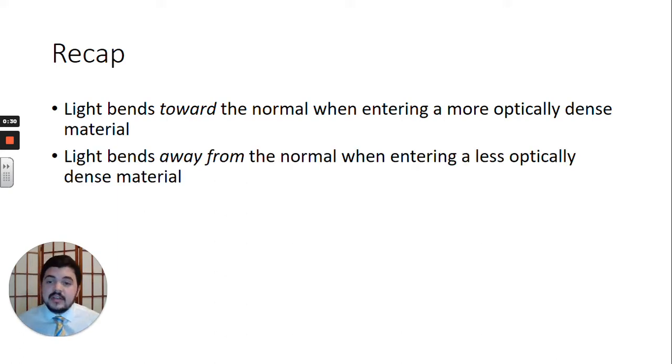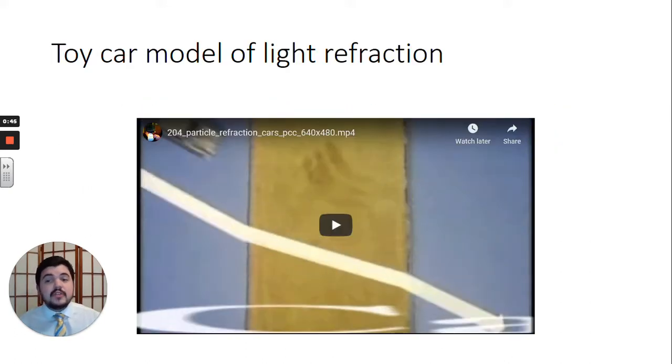In the other direction, light will bend away from the normal when it enters a less optically dense material, when it enters a material with a smaller index of refraction. Why does this happen? So let's go ahead and look at this from the point of view of the toy car model of refraction. It's a great video. I'm just going to let it speak for itself.